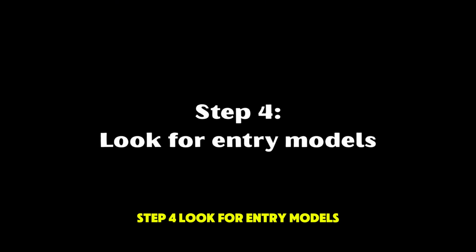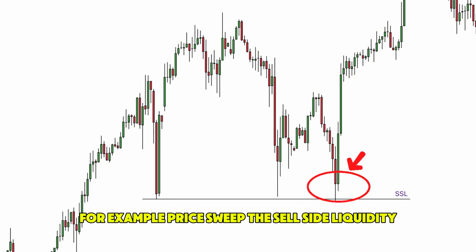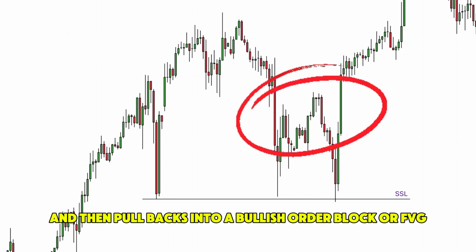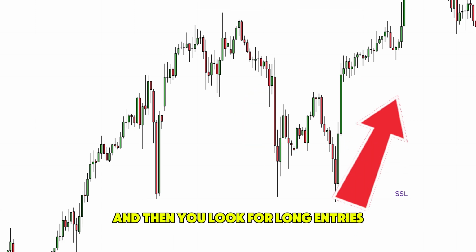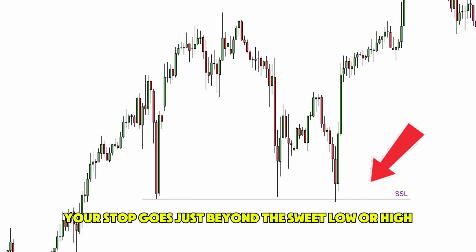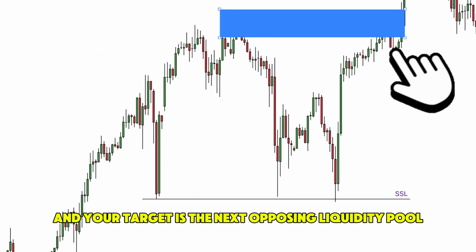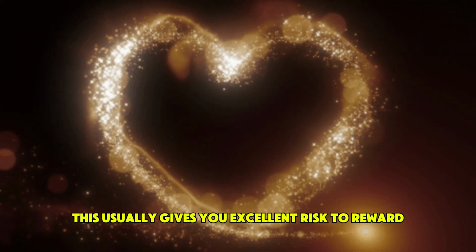Step 4. Look for entry models. Many traders combine this with order blocks or fair value gaps. For example, price sweeps the sell-side liquidity, and then pulls back into a bullish order block or FVG, and then you look for long entries. Your stop goes just beyond the sweep low or high, and your target is the next opposing liquidity pool. This usually gives you excellent risk to reward.